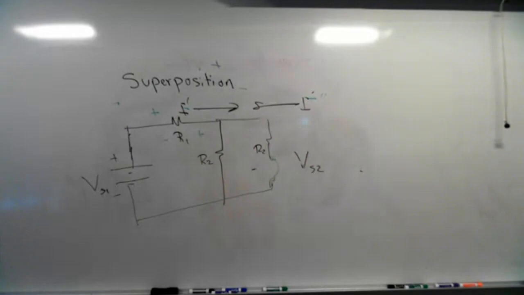I want to look at an example of how you would use the method of superposition to solve circuits with multiple voltage sources. So let's look at our document and see what we have.